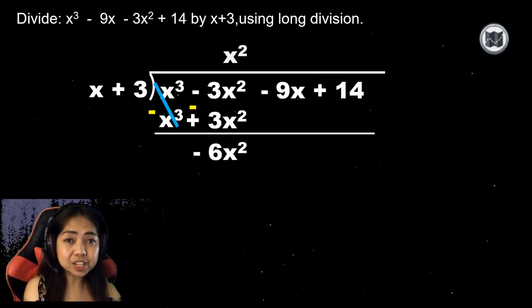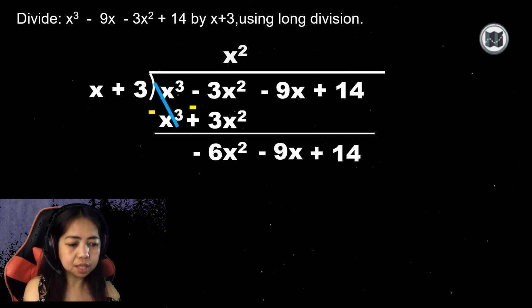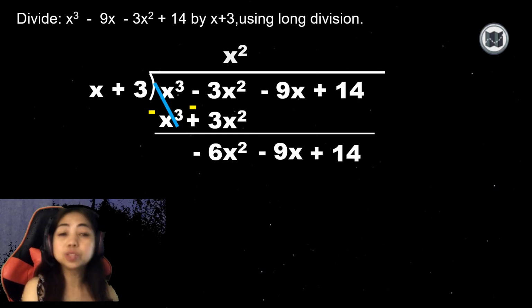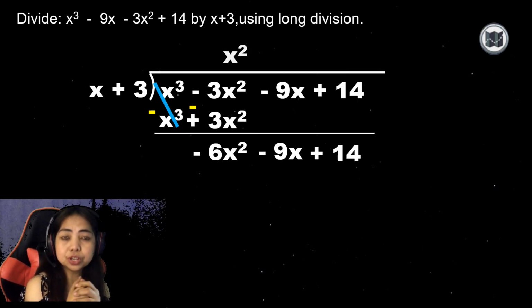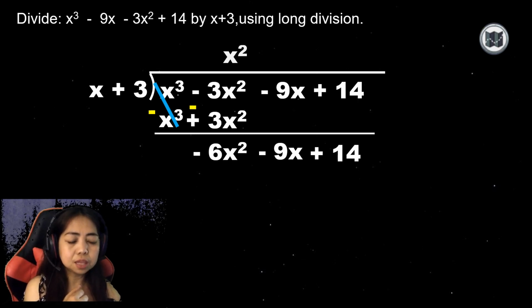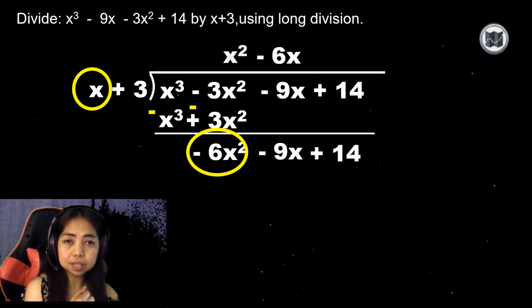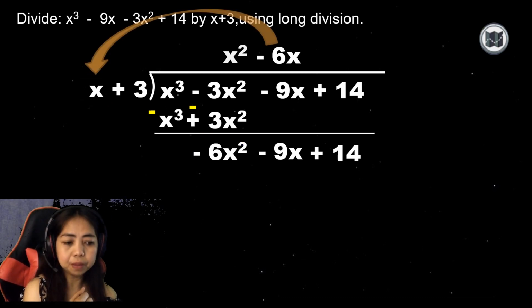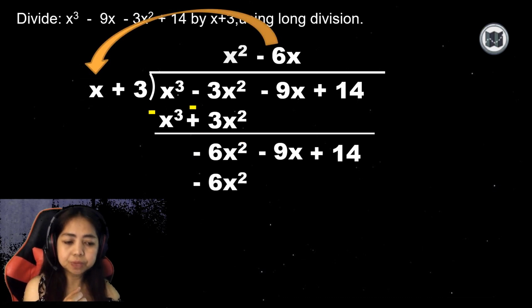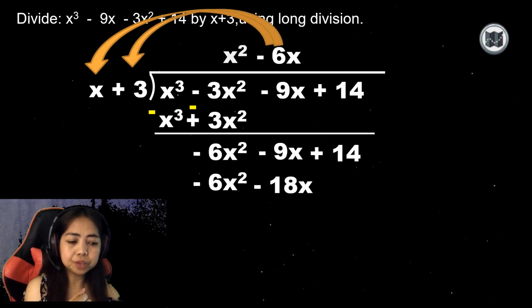Yan. And then, the next step is to bring down. So, we have to bring down negative 9x and then positive 14. Tapos, ulit lang tayo ng ating procedure. We will divide. Ito na ngayon yung bago nating dividend. So, we will divide negative 6x squared divided by x. So, sulat natin yung sagot natin doon. So, we have negative 6x na lang. And then, second step is to multiply. So, we have negative 6x times x. We have negative 6x squared. And then, negative 6x times positive 3. We have negative 18x. Yan.